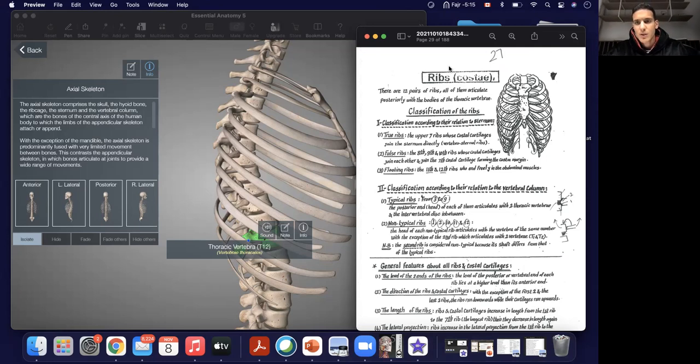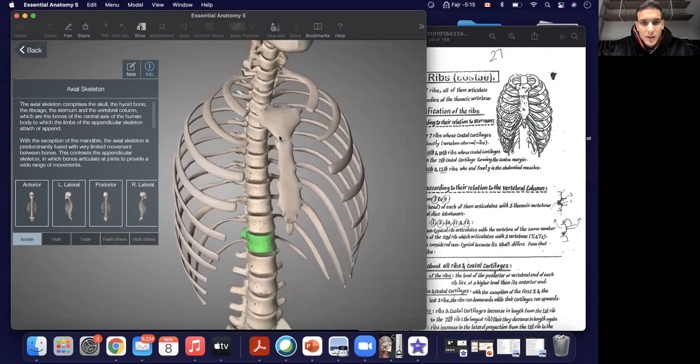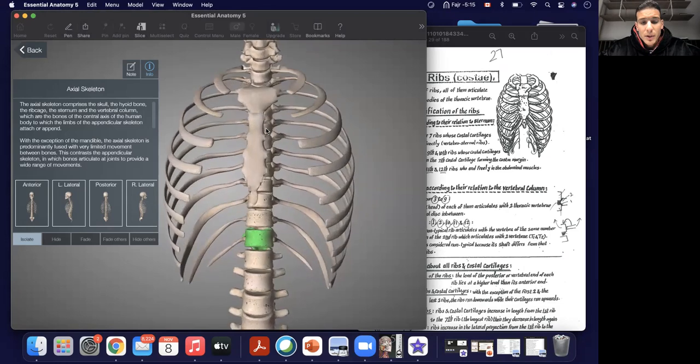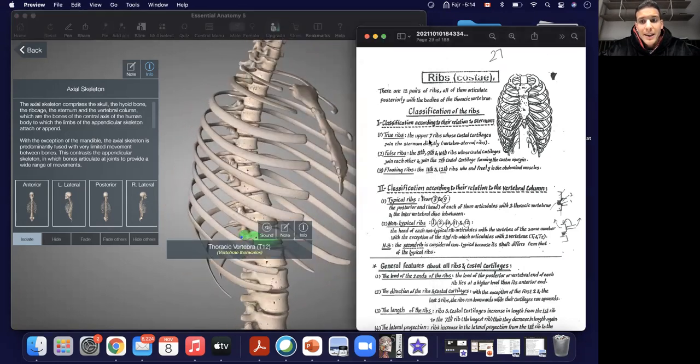Okay, so first you'd want to say there are 12 pairs of ribs. All of them articulate posteriorly with the bodies of the thoracic vertebrae, and they attach anteriorly to the sternum. Because of how they're attached to the sternum, they're classified into three main groups: the true ribs, false ribs, and floating ribs. The true ribs are the upper 7 ribs whose costal cartilage joins the sternum directly.